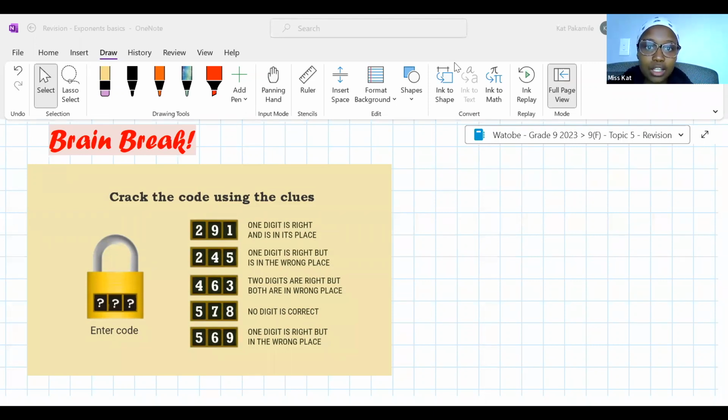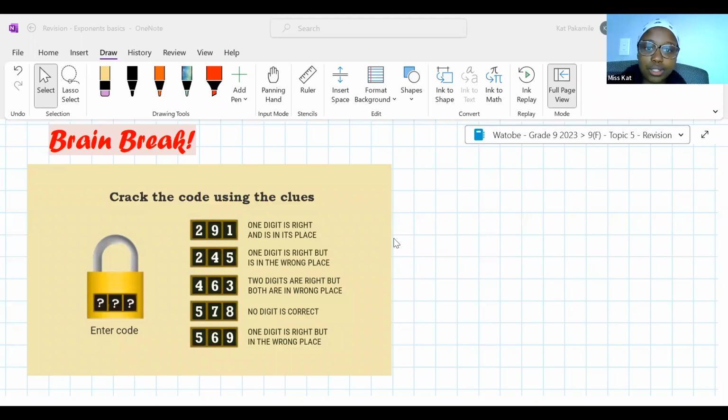So if anyone has the code here, the first one says 1 digit is right, and is in its right place. Okay. So between 2 and 9 and 1, one of them is where it's supposed to be. Second one says 1 digit is right, but is in the wrong place. Third one is 2 digits are right, but both are in the wrong place. This one says no digit is correct. And the last one says 1 digit is right, but in the wrong place. Anybody have any idea what this code could be?